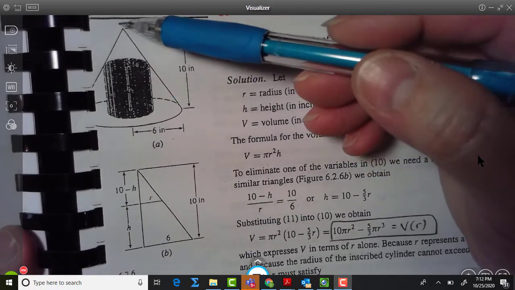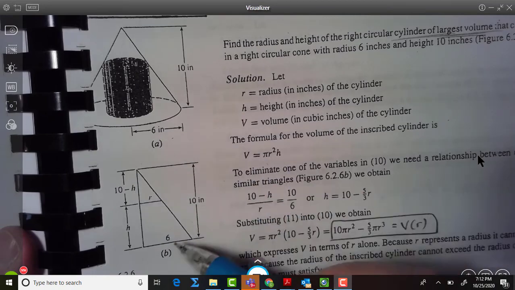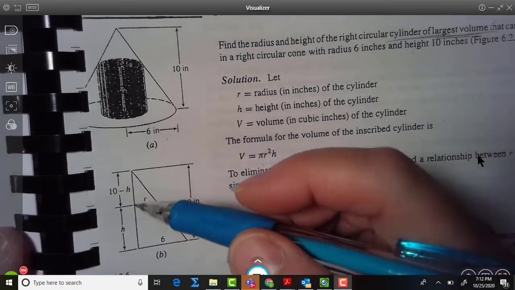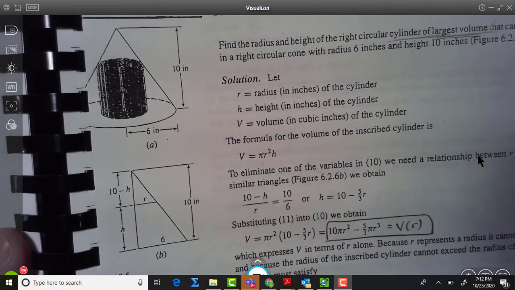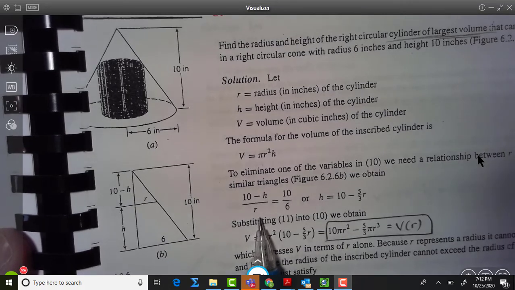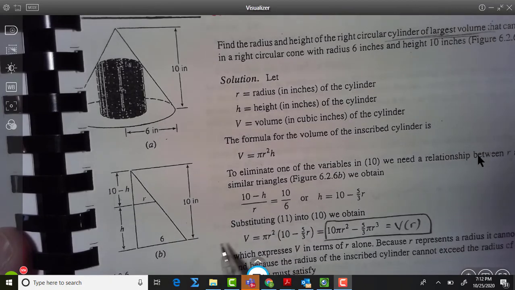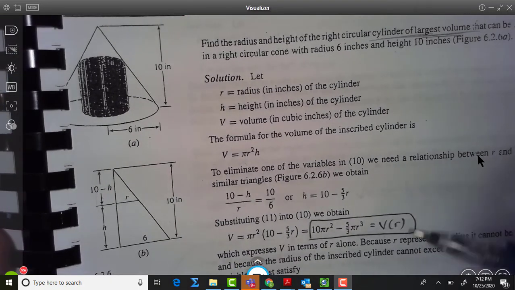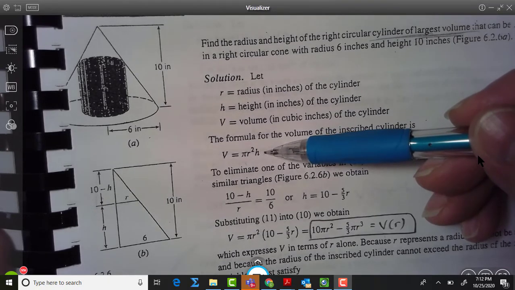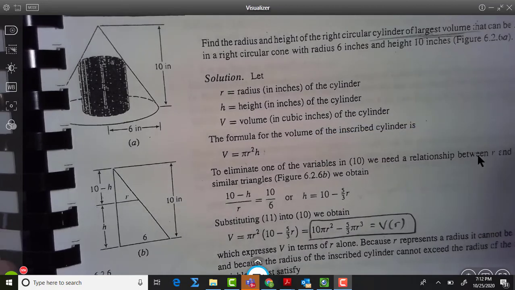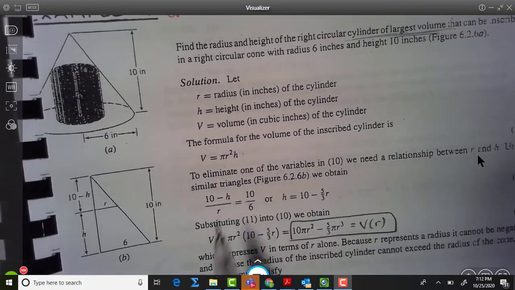But you'll notice hiding in this picture is similar triangles. So r to h equals 6 to 10, or you can think about if this whole thing is 10, I can call this h and this 10 minus h. So we have this relationship: 10 minus h to r equals 10 to 6. And in that case, since we want to maximize the volume, it'd be nice to get it in terms of one variable. So if we solve this for h, we can make that substitution for h.